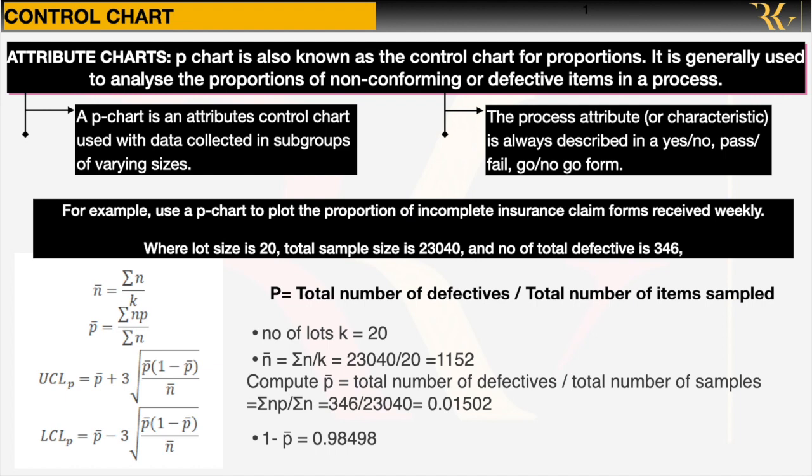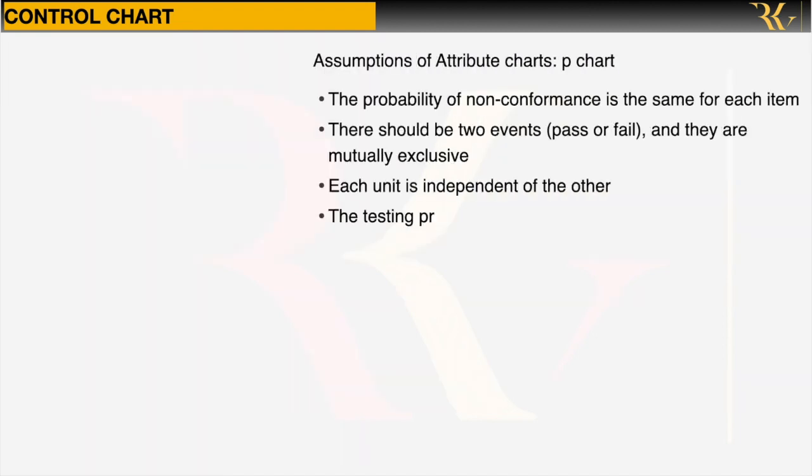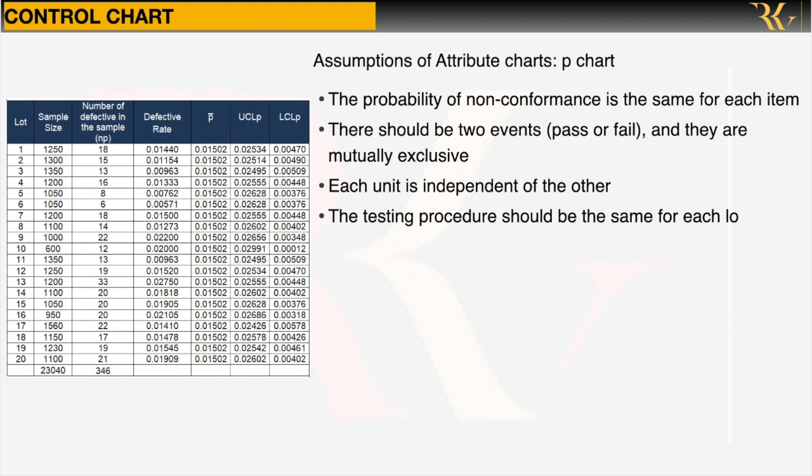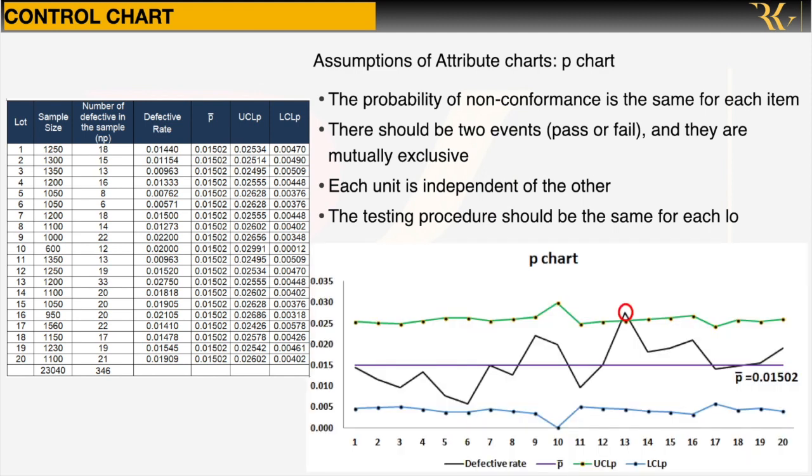Now let us take the assumptions of attribute charts, the P chart. First, the probability of nonconformance is the same for each item. There should be two events, pass or fail, and they are mutually exclusive. Each unit is independent of the other. The testing procedure should be the same for each.